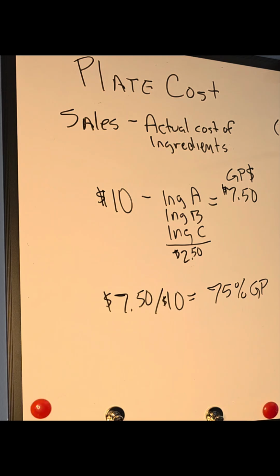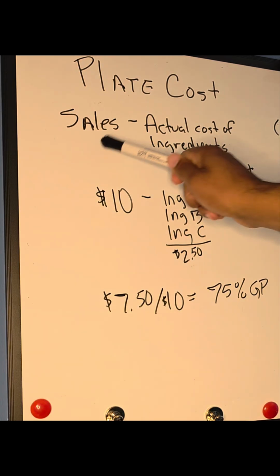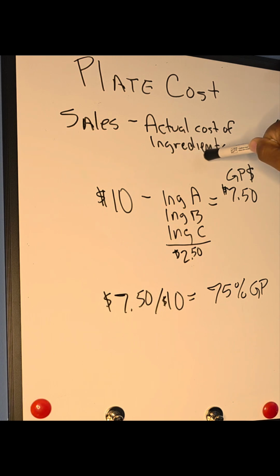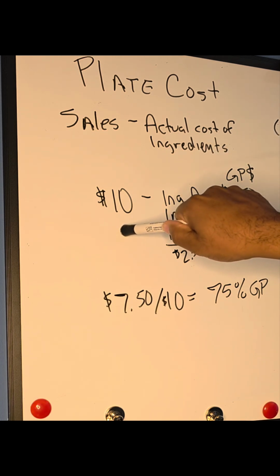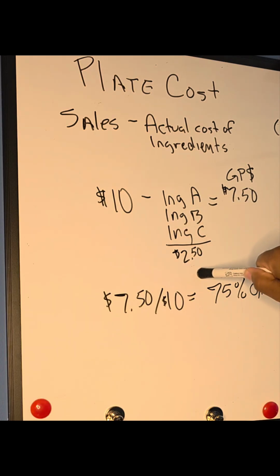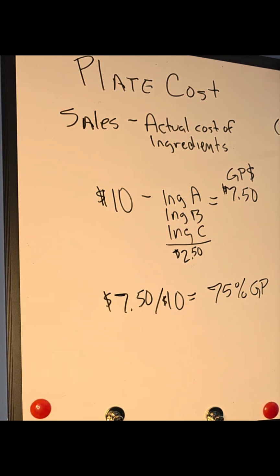And how do we use plate cost to determine what our gross profit dollar should be and what our gross profit percent should be? An example here on the board, we have plate cost as being the sales minus the cost of all your ingredients. Our example is that we sell an item for $10. We have ingredients that cost us $2.50. Therefore, our gross profit dollars is $7.50. And if you divide your gross profit dollars into your sales, you get a gross profit percent. Now, this is the ideal math that you want to have for your restaurant.